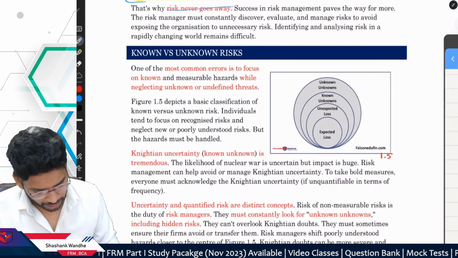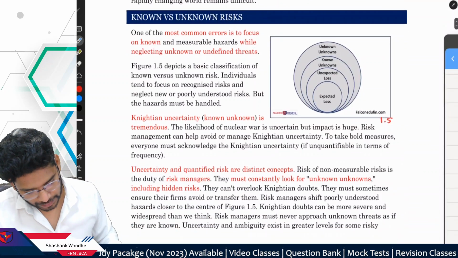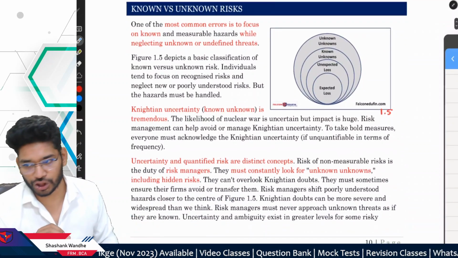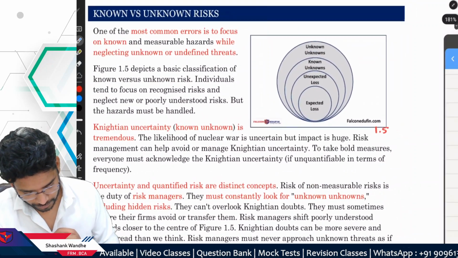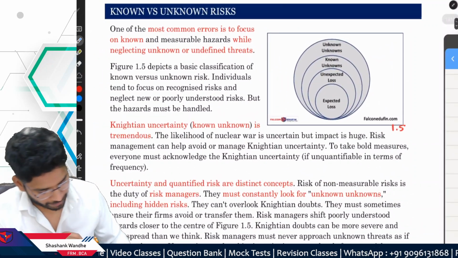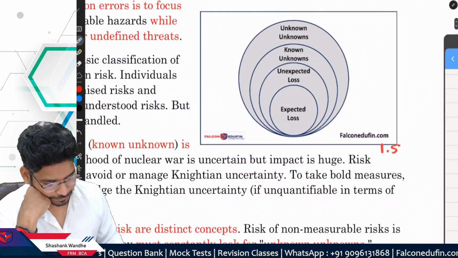Risk never goes away. You have to remember this. If you don't take risk, there is no business. Simple. Now we have a very special discussion: known versus unknown risk. Now what are these known and unknown risks? I will simply explain it to you from this particular table.